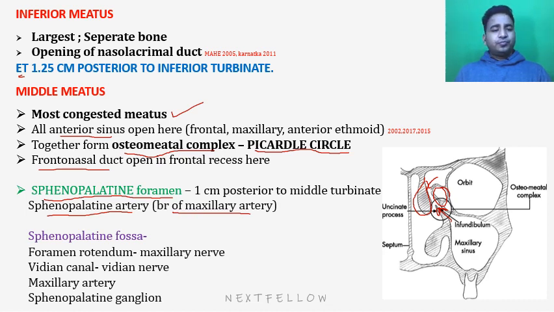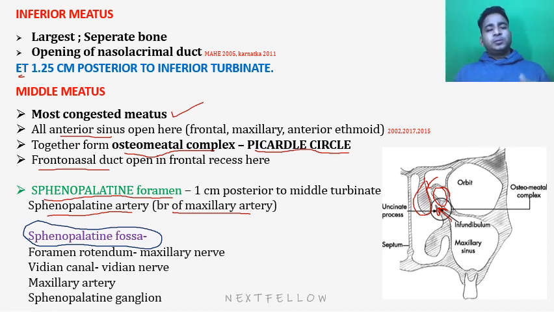maxillary artery. Now let's talk about the sphenopalatine fossa. Firstly, try to understand where the sphenopalatine fossa is located. Suppose this is my maxilla, beneath the cheek there is the maxillary bone. If we go behind the maxilla, that is behind the posterior wall of the maxilla, then comes the sphenopalatine fossa, which is basically guarded by the sphenoid bone and the palatine bone.